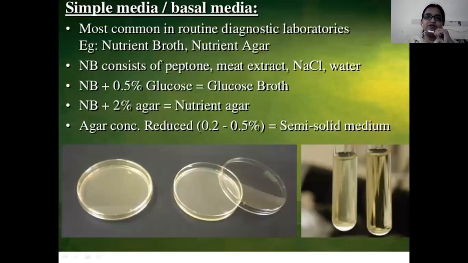Coming to the simple media or basal media. Simple media is most commonly used in laboratories. Example, nutrient broth or nutrient agar. It consists of peptone, meat extract, NaCl, and water. If we add 0.5% glucose to nutrient broth, it will be called glucose broth. If we add 2% agar, it will become nutrient agar. If we reduce the agar concentration to 0.2 to 0.5%, it will become semi-solid medium.